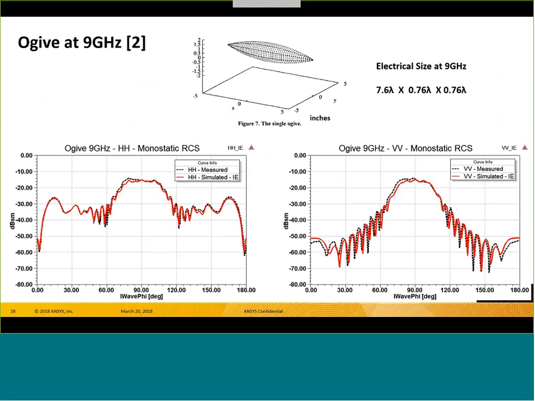So now we move on to actual test comparisons. This is a result for the metallic ogive from reference 2, and you can see the geometry in the middle of the slide there. At 9 gigahertz, the object is less than 10 wavelengths in all dimensions. But you can see for both the HH and the VV polarities, we get excellent agreement when compared to measurement data.